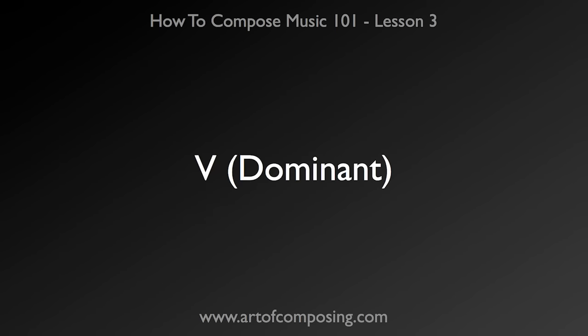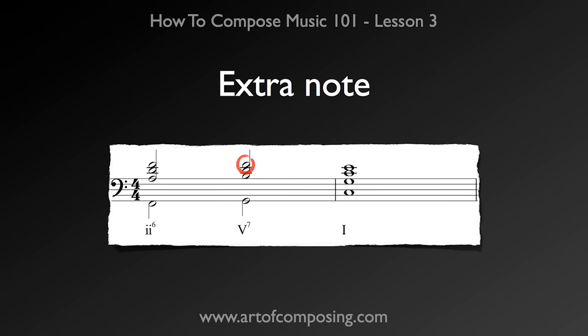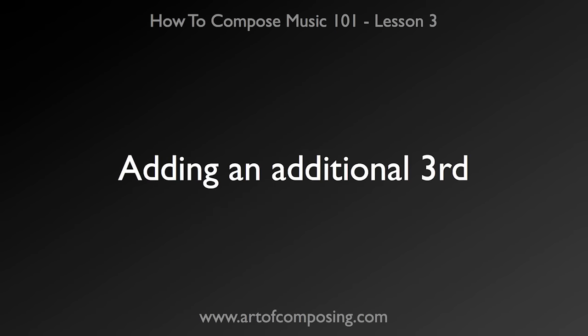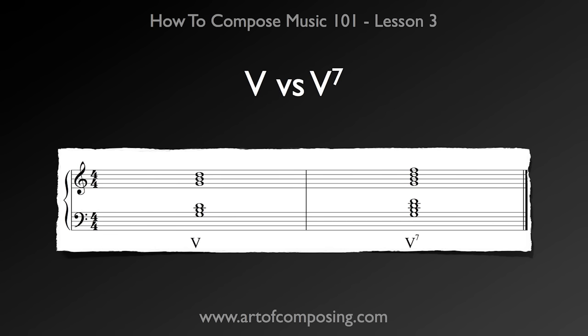Another thing that was different is the 5 chord had an extra note. This note, the F, is known as the 7th. It's built by adding one more additional third to the G major triad, still using C major diatonic harmony. Listen to the difference between a plain major triad and a 7th chord.